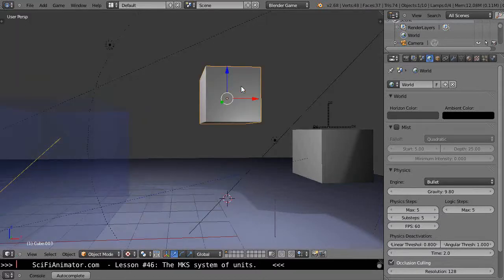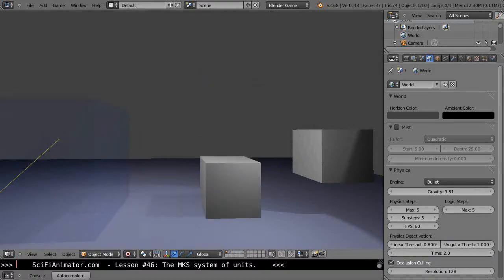So, well, let's verify that. Let's change the gravity. We can change gravity, right? So I'll put it at 9.81. Let's see if that exactly balances out the 9.81 newtons that I have in there. And sure enough, I'm holding down the up arrow key, and it's not moving at all.